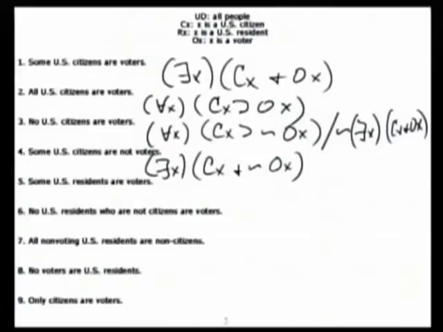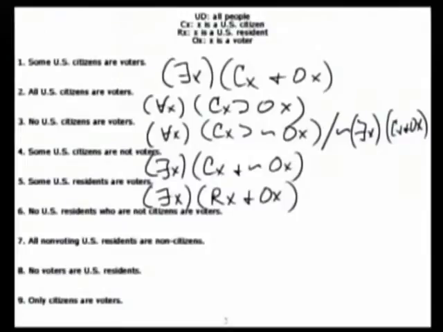Alex Minor, how about number 5? There exists an X such that Rx and Ox. Any questions? It's just the same as some of the others that you used as one, just talking about residents instead of citizens. All right, now number 6, David?